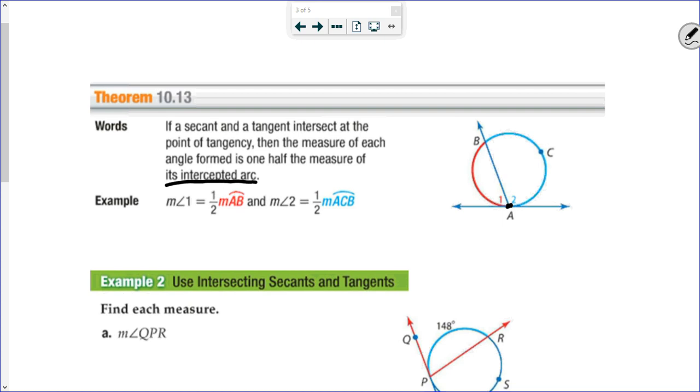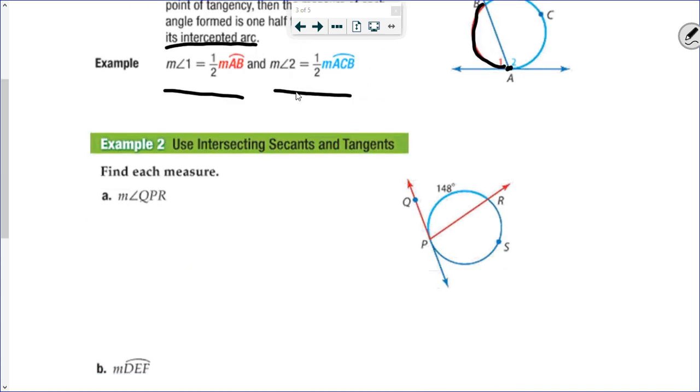So here this tells us the measure of angle 1 is 1/2. Well, what is the intercepted arc of angle 1? The intercepted arc would be AB. So the measure of angle 1 is 1/2 the measure of arc AB, and the measure of angle 2 is 1/2 the measure of arc ACB.